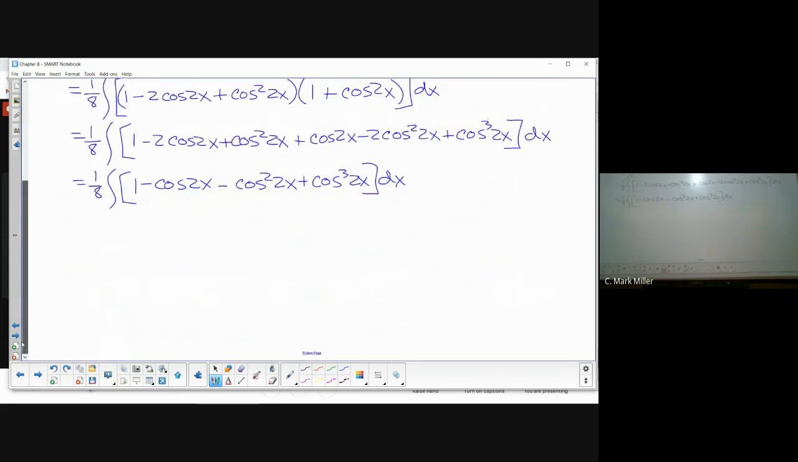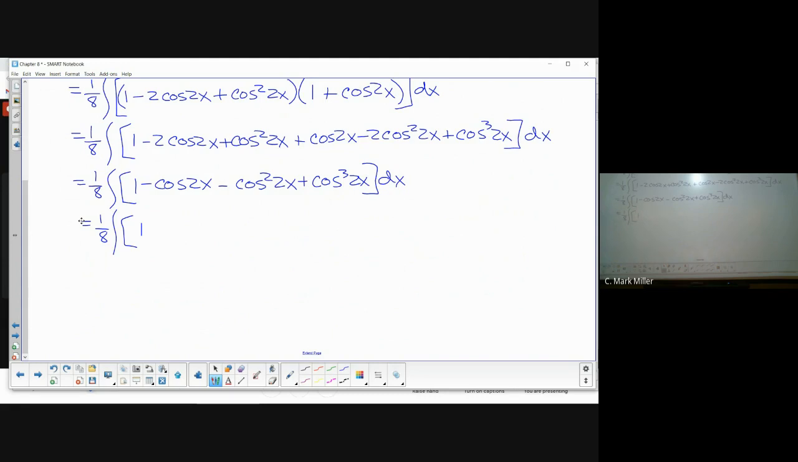Cosine cubed. Well, that's cosine to an odd power. I'm going to pull off a cosine and I have a cosine squared. And I will convert the cosine squared into 1 minus sine squared. Let's do one line. Hopefully this will explain it, okay? 1/8. This one, integral. 1 is okay. It's ready to go just the way it is.